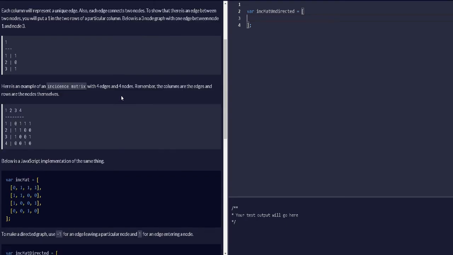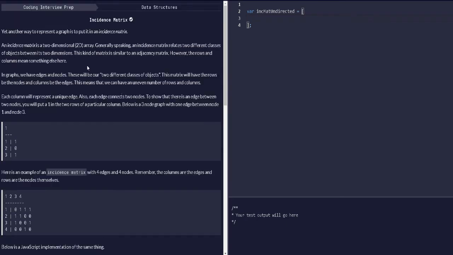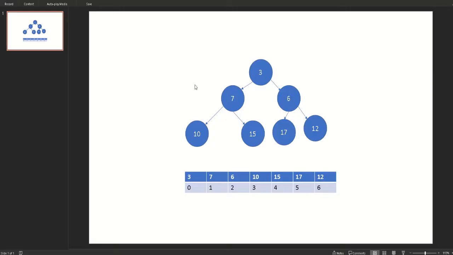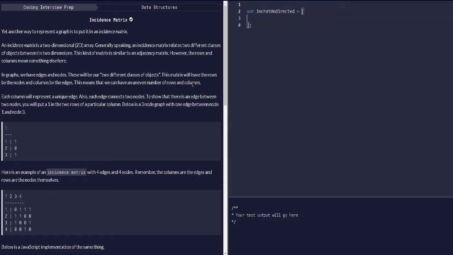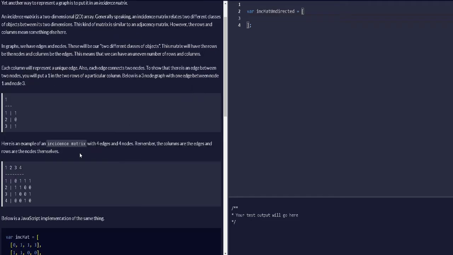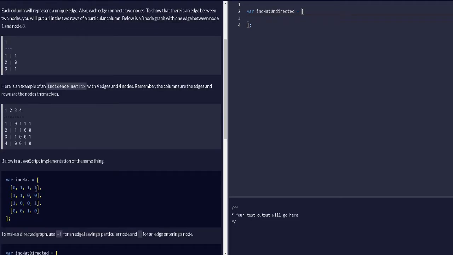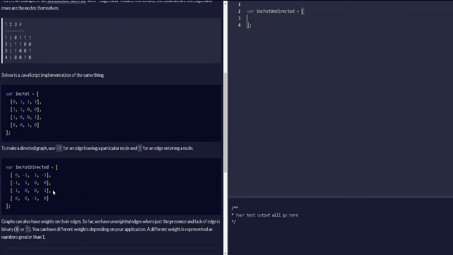Okay, so today we're going to learn about incident matrix. Incident matrix is basically a 2D graph of relationships between each node in a binary tree, something like this. So in this case, it's way different from adjacency matrix. In incidence matrix, each column becomes edges, okay, and each row becomes nodes.